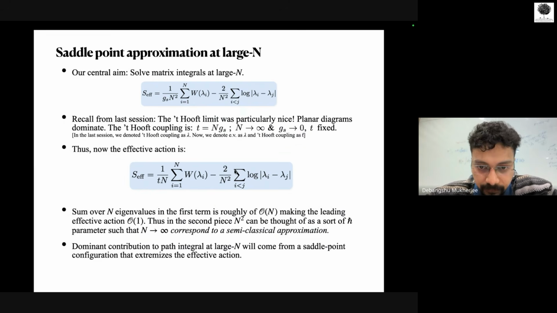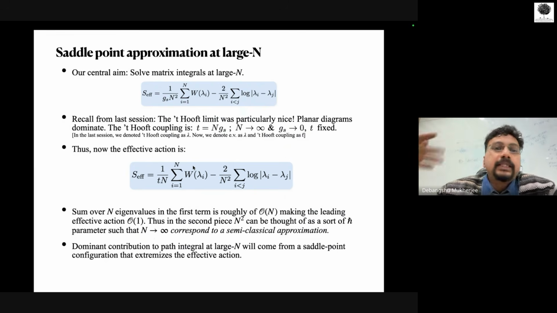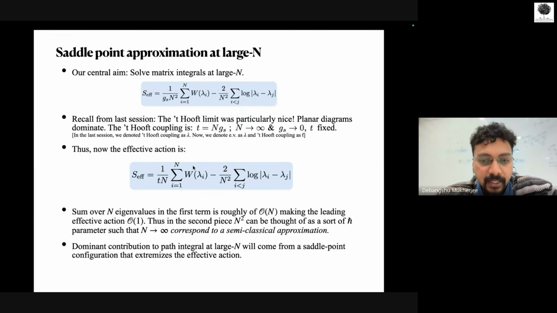Now, this object that you see going as 2 by N squared is the second piece. Because N is large, you can think of this as some kind of an h-bar parameter, the Planck's constant that we usually do. So in a sense, the second term can be thought of as a kind of quantum correction due to this change of basis. And N going to infinity now corresponds precisely to a semi-classical approximation. Or in other words, the dominant contribution to the path integral, the quantity Z that we defined, has to come from the saddle point configuration that is going to extremize this effective action.